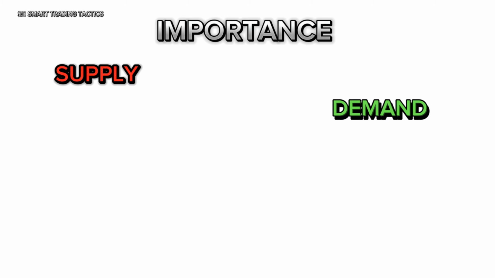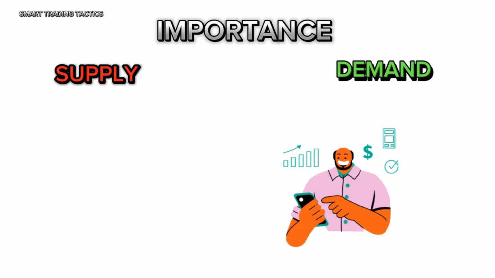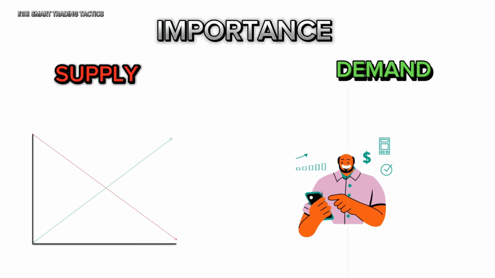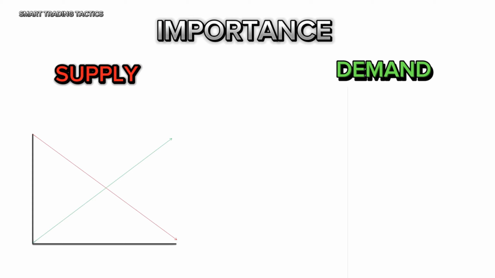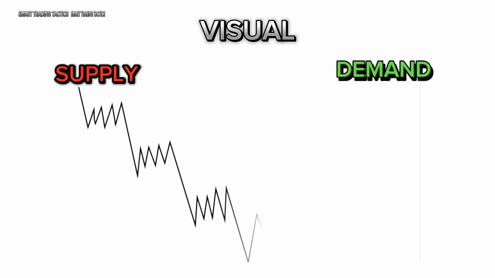The importance of supply and demand in market movements. Supply and demand are the driving forces behind price movements. When demand exceeds supply, prices rise. When supply exceeds demand, prices fall. Understanding where these zones are on the chart can give traders a significant edge in predicting potential reversals or continuations in price.